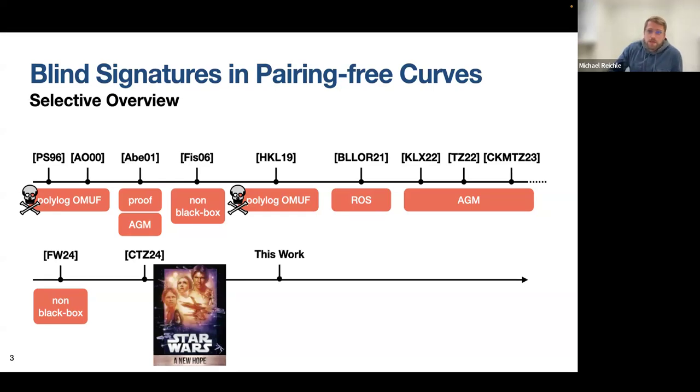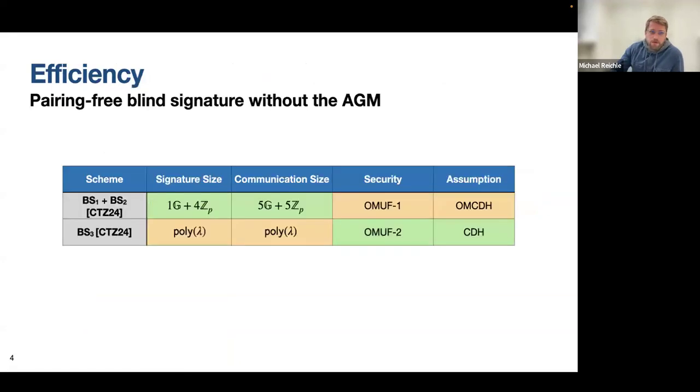This is a very recent work that essentially resolves this question, and they managed to build exactly this: pairing-free blind signatures that don't rely on the AGM. Our work looks at their construction and their techniques, and we try to optimize efficiency. To give you a bit more background, I briefly recap roughly the efficiency that CTZ achieved. They gave three constructions. Two of them are roughly similar in terms of efficiency. There's just a difference in the number of rounds and the security notion that is achieved.